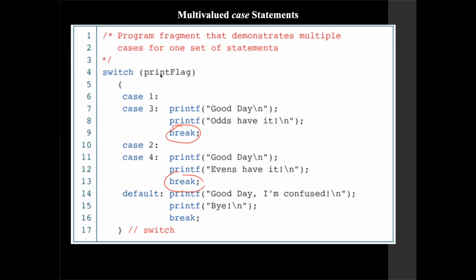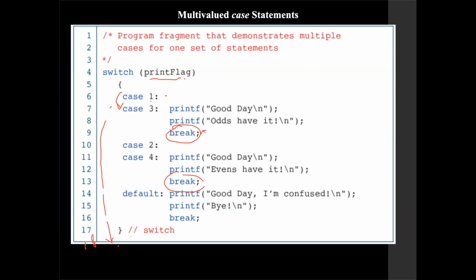This is another use case that illustrates pretty much the same thing, but this time with break. As you can see here, if print flag equals 3, it's going to go to case 3, and 3 is going to print good day, and then break. And this terminates the flow of control in this switch. That will take your entire program out of this entire switch case to line 18. It will jump right into 18, bypassing the other cases and default.